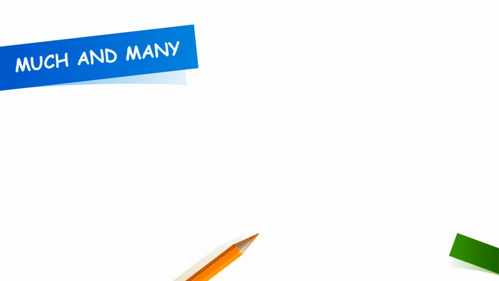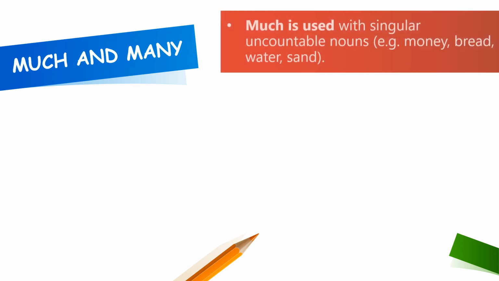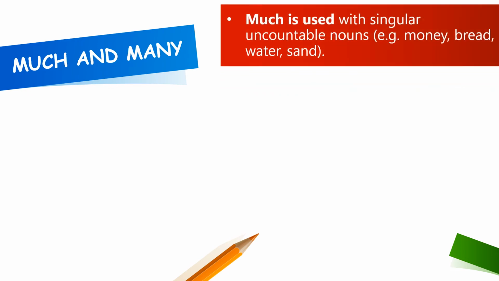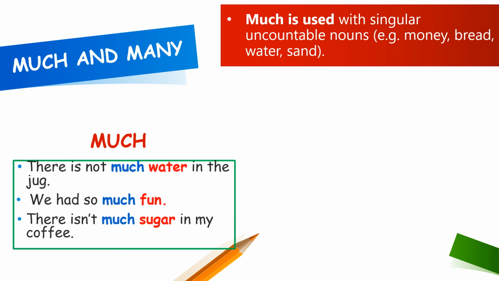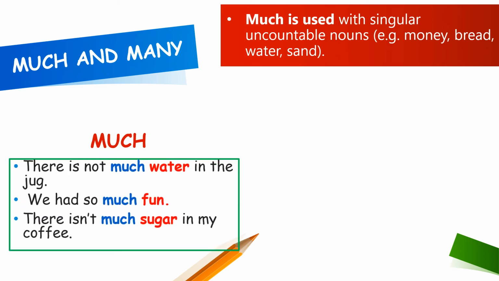Next we have much and many. Much is used with singular uncountable nouns, for example, money, bread, water, sand. Let's see some examples of uncountable nouns using much. There is not much water in the jug. We had so much fun. There isn't much sugar in my coffee. So water, fun, and sugar are uncountable nouns.